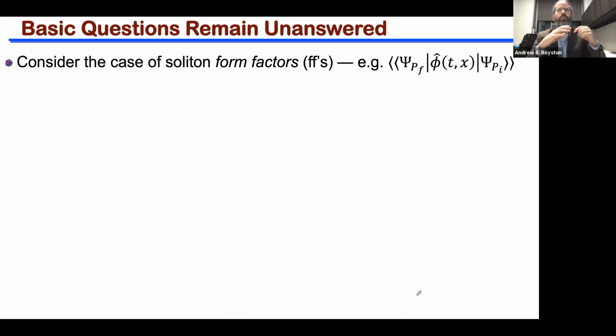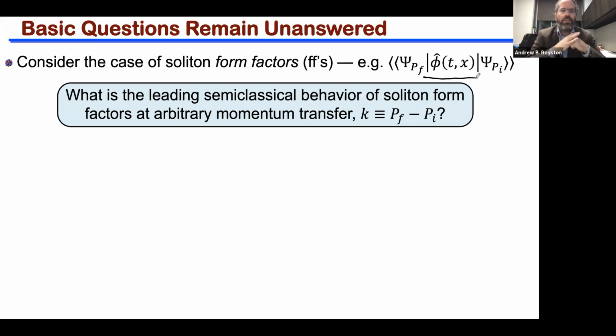Okay, so although the quantum field theory with solitons in this class of models, although that framework is old and was laid out in the mid-70s, there are still some basic questions that remain unanswered to this day. So I want to focus on the case of soliton form factors. So that's just a fancy word for matrix elements of field operators, for example, the scalar field itself, between two of these soliton states. So here's a question.